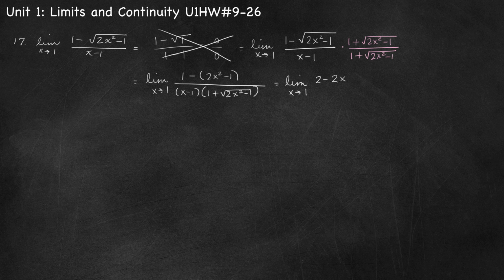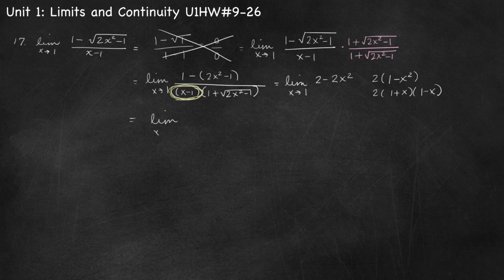2 minus 2x squared, we can factor out a 2 and we'll get 2 times 1 minus x squared. So this is just kind of side work at the moment. 1 minus x squared is the difference of squares. So that's 1 plus x times 1 minus x. Okay, so I'm trying to simplify. My ultimate goal here is to be able to cancel out this x minus 1 in the denominator. That's what's causing this removable discontinuity when I try to substitute in a 1.